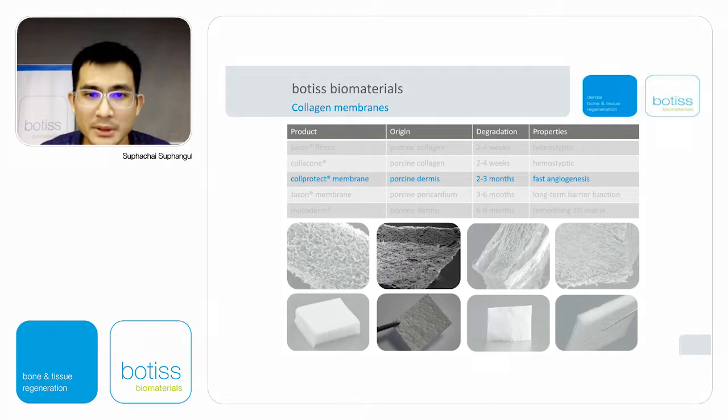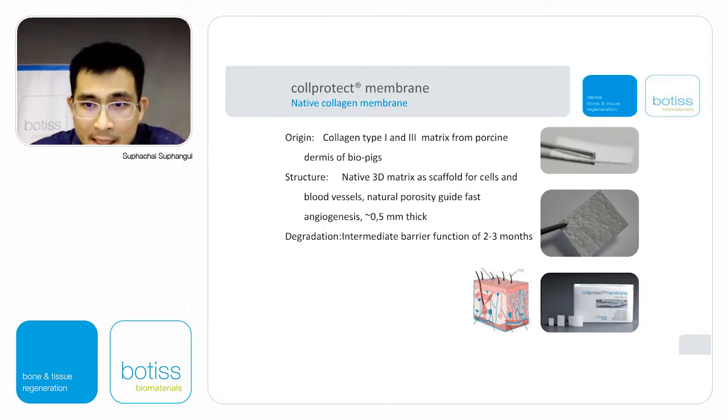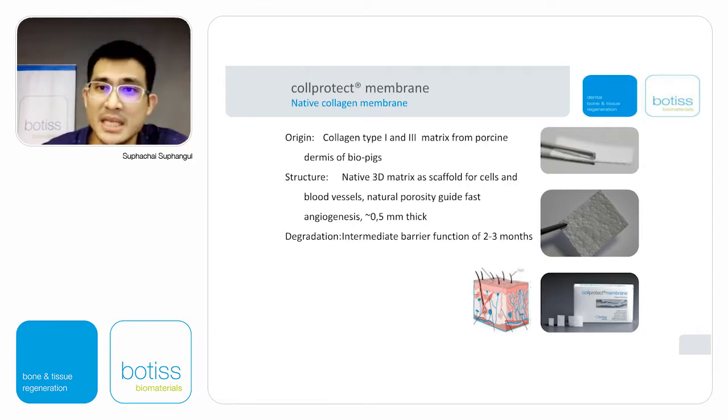Let's move to the Colprotect. The Colprotect is made from porcine dermis. It is around 0.5 millimeter thick, and it has an intermediate barrier function of around 2 to 3 months. Personally, I use that for small defects for GBR, or we can use that after the sinus lift, to protect the Schneider membrane.